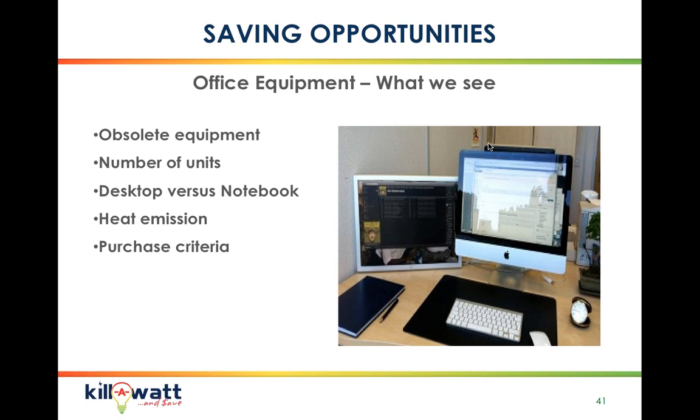Office equipment. This is important. In a warehousing situation, the office is normally quite a high energy user because of the equipment that's inside it. All of the equipment inside produces heat. If it's being operated, the air conditioning then has to work against that heat to try and cool the office down again. So remove any obsolete equipment that you've got.